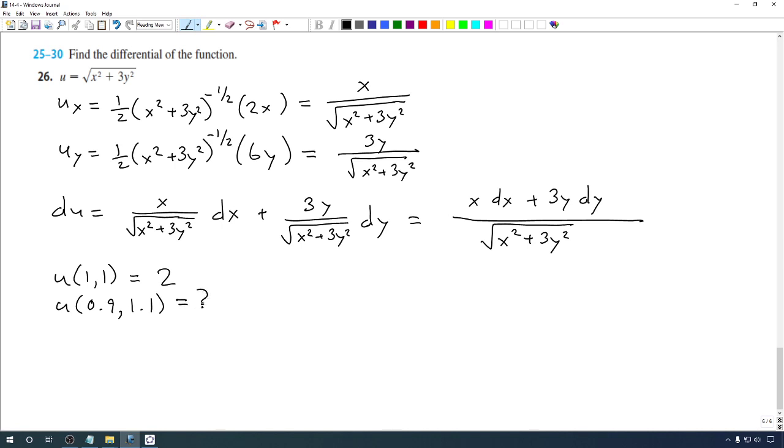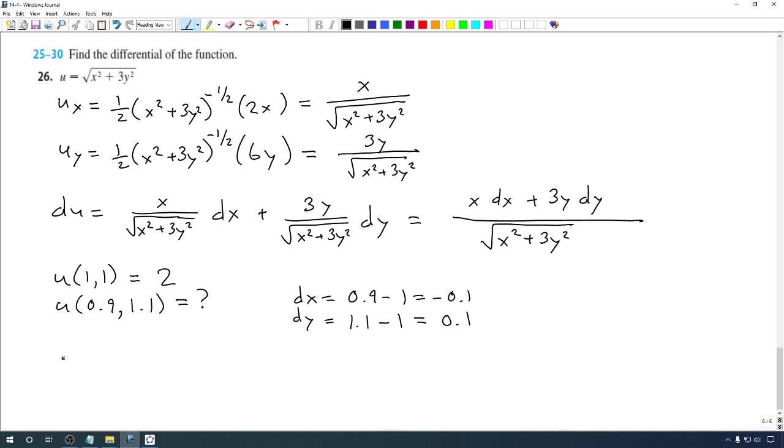What is that thing? Note here that our dx, this is our difference in x's, is going to be our new x minus our old x, so 0.9 minus 1. Let's actually go ahead and write that out. This is a negative 0.1. Our dy is our 1.1 minus this 1. So it's going to be a positive 0.1. This negative is actually kind of important here. We need to make sure we take that into account.